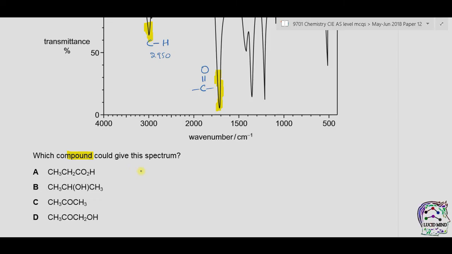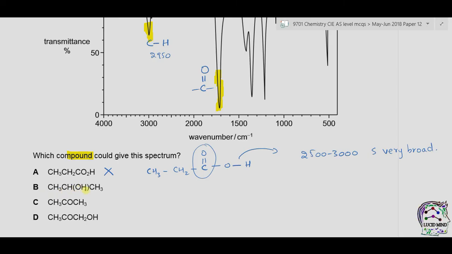In A we have carboxylic acid. In carboxylic acid we have carbonyl carbon that is present in this spectrum. We also have carbon-oxygen and oxygen-hydrogen bonds that are absent in this spectrum. So A is incorrect. The peak because of OH present in carboxylic acid should come around 2500 to 3000 per centimeter, and it is very broad. This peak is absent in this spectrum.